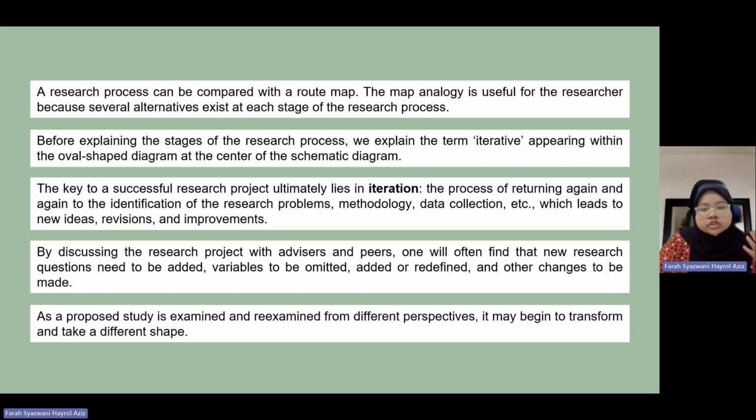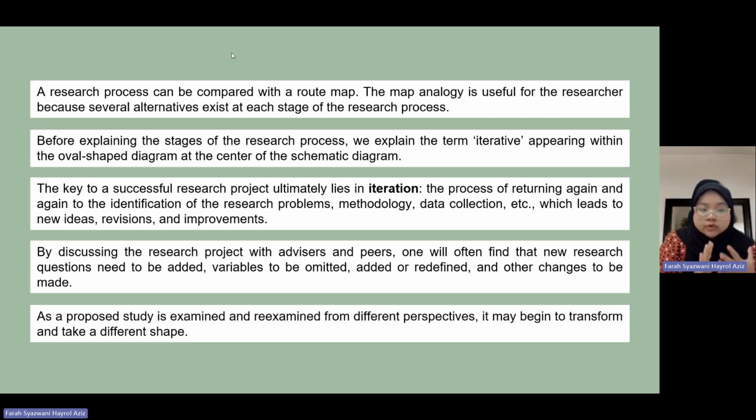All right, so a research process can be compared with a route map. Okay, the map analogy is useful for the researcher because several alternatives exist at each stage of the research process. So before explaining the stages of the research process, we must explain the term iterative, appearing within the oval shape at the center of the schematic diagram just now. The key to a successful research project ultimately lies in iteration, which is the process of returning again and again to the identification of the research problem, methodology, and data collection. All this leads to new ideas, revisions, and improvement.